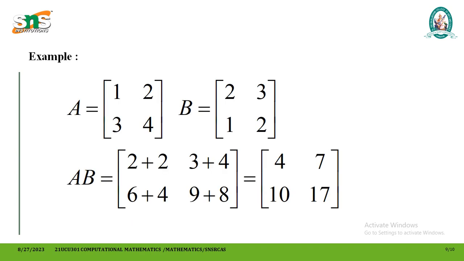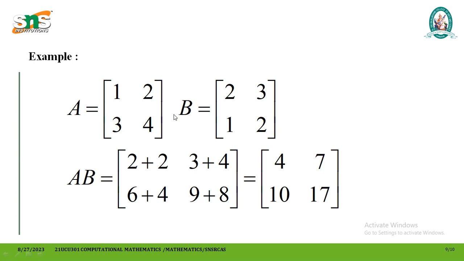So next we are going to see an example of matrix multiplication. So consider two matrices A and B. For matrix multiplication, we have to multiply each row with all the columns. So in this example, first I consider the first row. So I multiply this first row with the first column, that is 1 into 2, which is equal to 2, plus 2 into 1 which is equal to 2. Next I multiply the same first row with the second column. Then 1 into 3 which is equal to 3 plus 2 into 2 which is equal to 4.